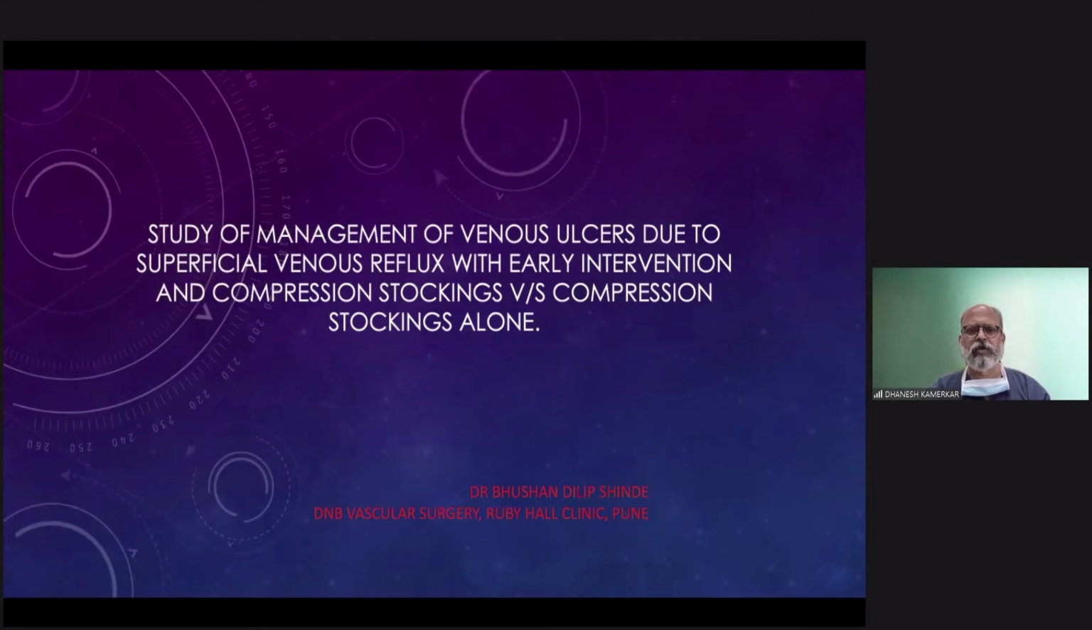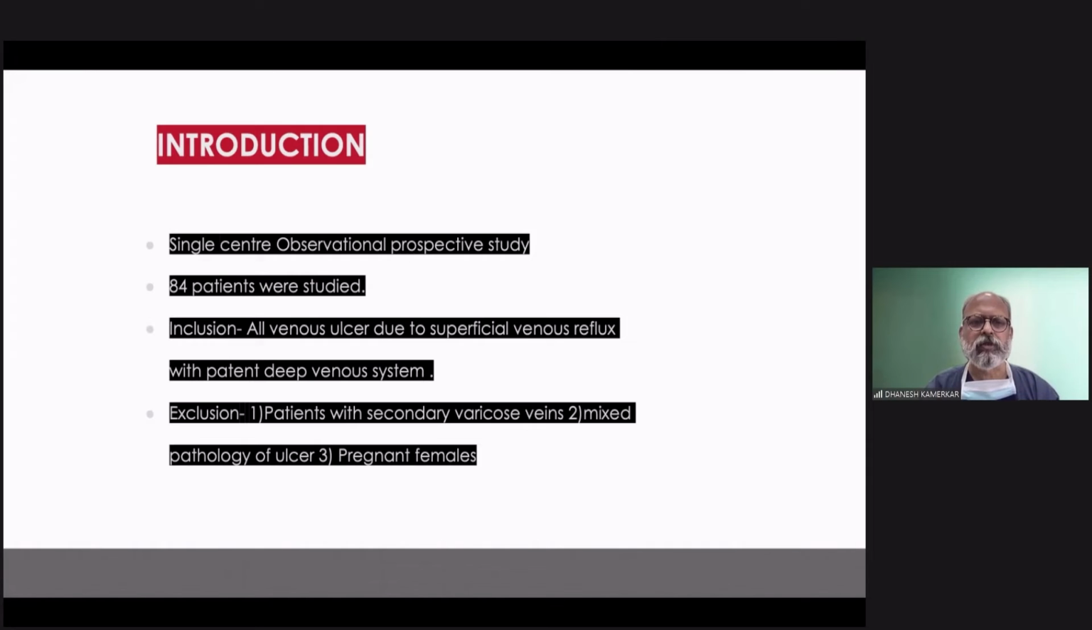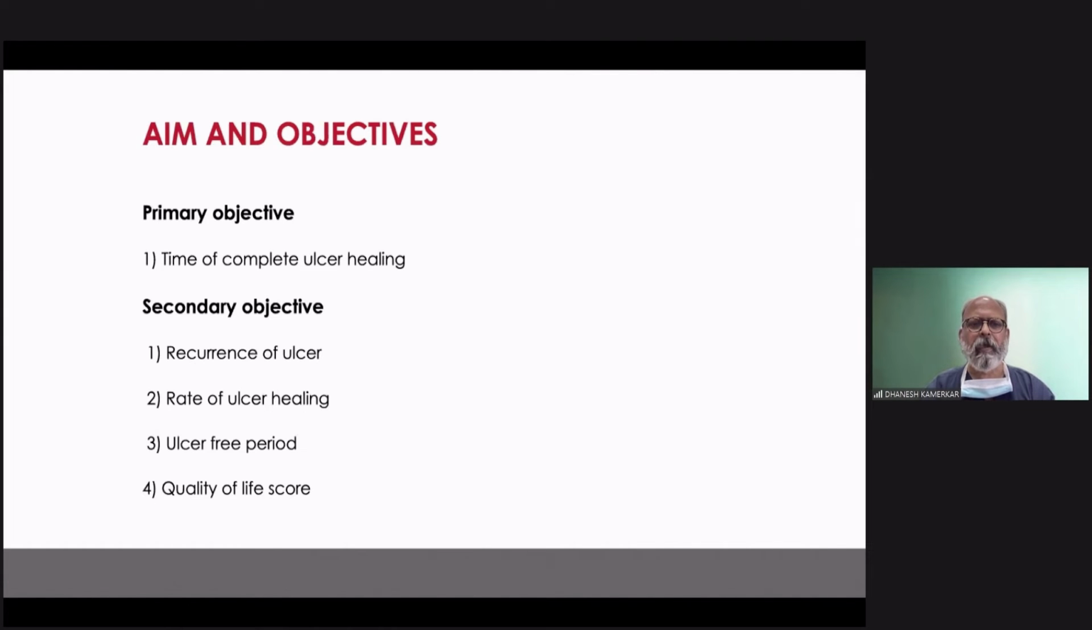This was a study done by one of our DNB students on managing venous ulcers due to superficial reflux with early intervention and compression stockings versus compression stockings alone. This is a single-center observational prospective study with 84 patients, and all venous ulcers due to superficial reflux with patent DVT and patent deep system were included. Exclusions were patients with secondary varicosities, mixed pathology of ulcer, or pregnant females.